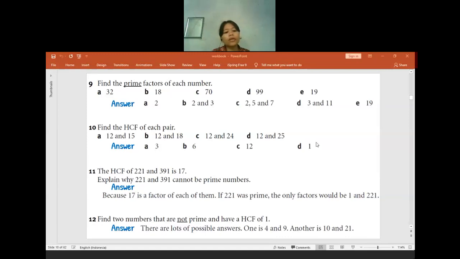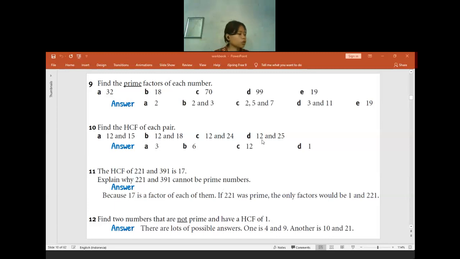Find the HCF of each pair of numbers. To find the HCF, you can make a list of all the factors of 12 and also 15. The factors of 12 are 1, 2, 3, 4, 6, and 12. The factors of 15 are 1, 3, 5, and 15. We take the highest common one. The only common factor is 3, so the answer is 3. Do the same thing for all the numbers. The answers will be 6, 12, and 1 for B, C, D.